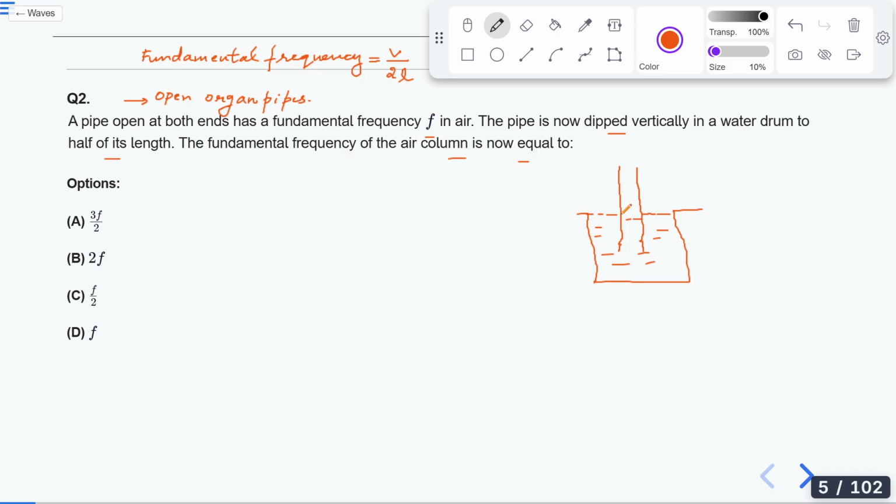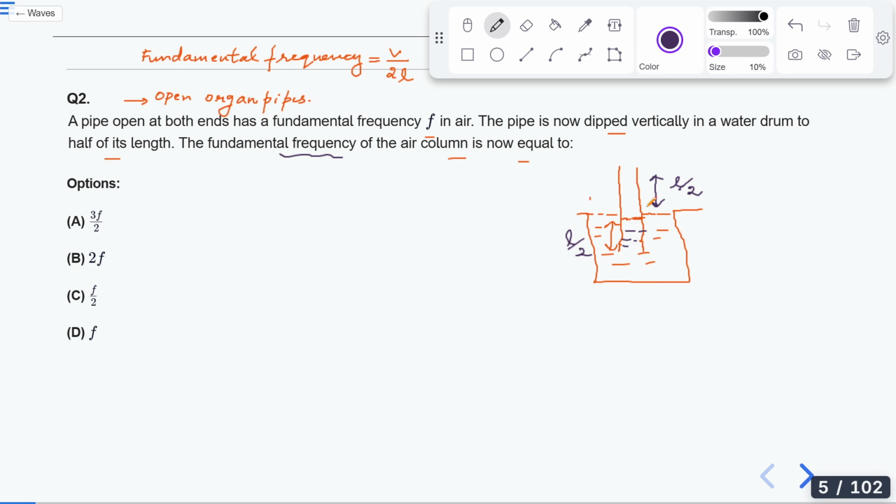Now up to this length, up to L by 2, it is dipped. And the other length is L by 2 also. In the half of the pipe, there is water. In the other half of the pipe, there is air. So we have to calculate the fundamental frequency of the air column. So the air column is this.